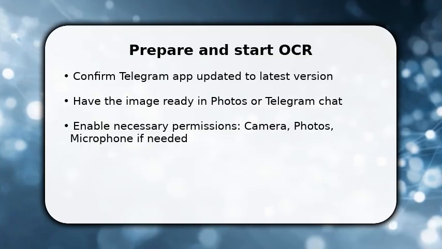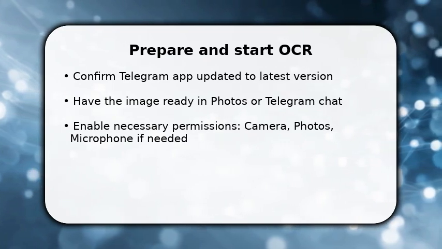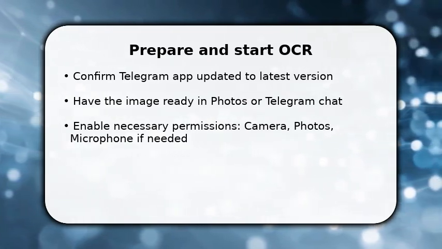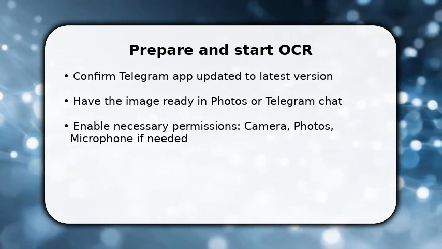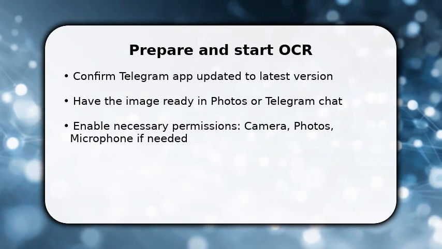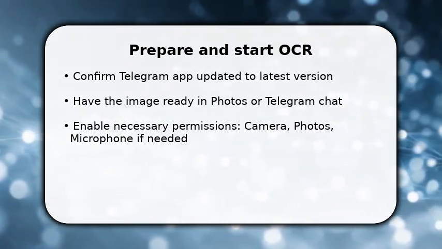Enjoy the video. You begin by prepping the essentials. Make sure your Telegram app is updated and the image you want to extract text from is accessible in Photos or an open chat. Once done, tap the image to view it full screen and select the Share or More Options menu. That exposes the built-in tools or bots.